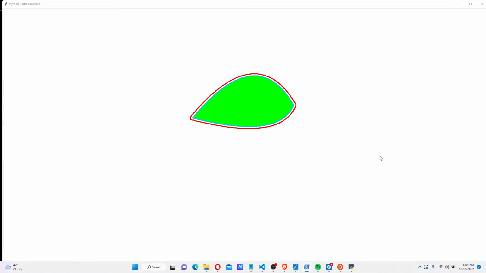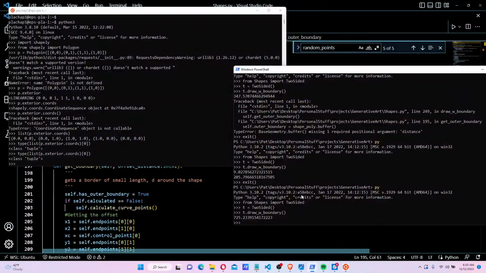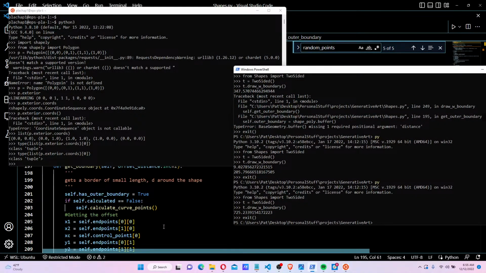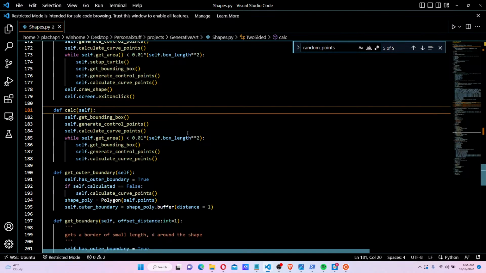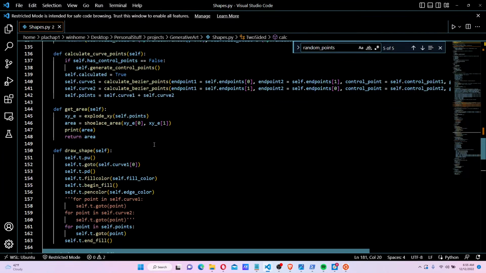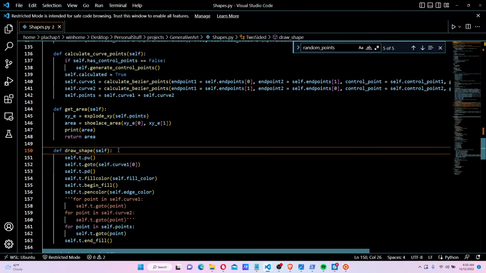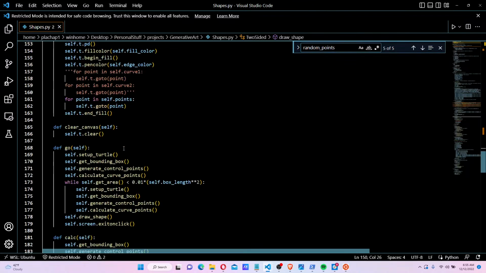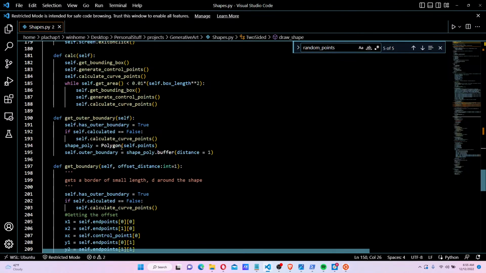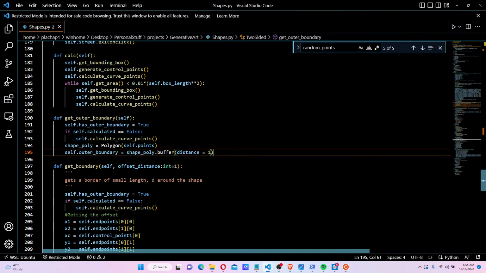Wow, that's terrific. So I have the point, I have the shape, draws it, gives it a buffer. I want to try making the buffer slightly bigger. Okay. So let's try distance equals 2.